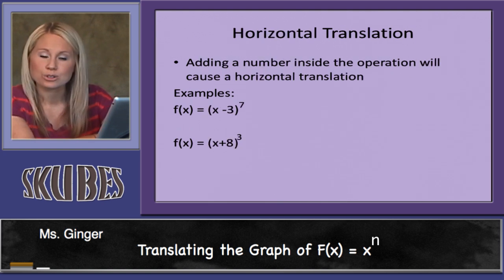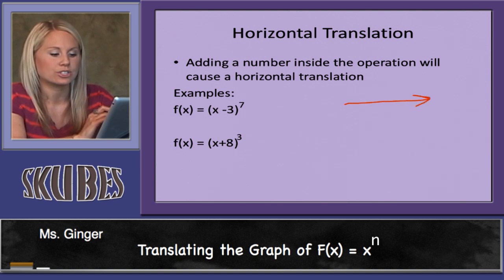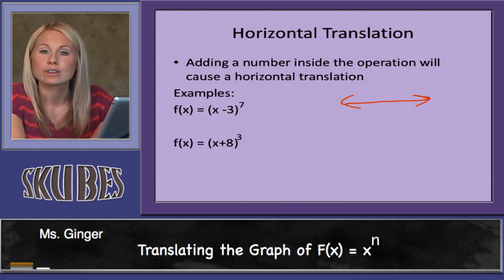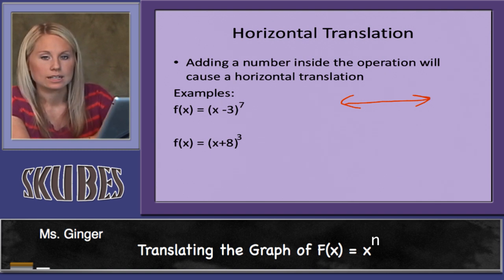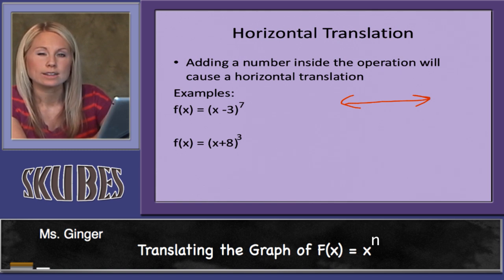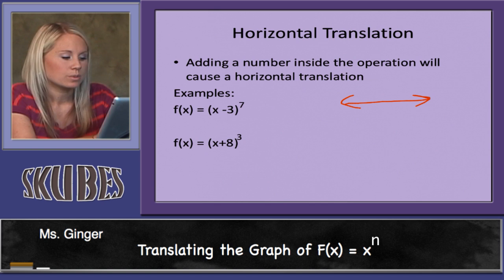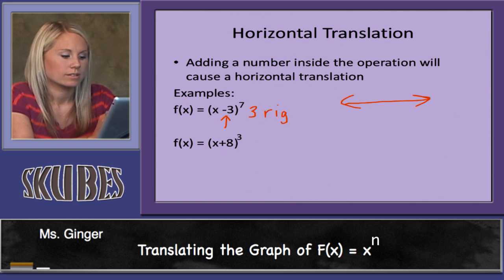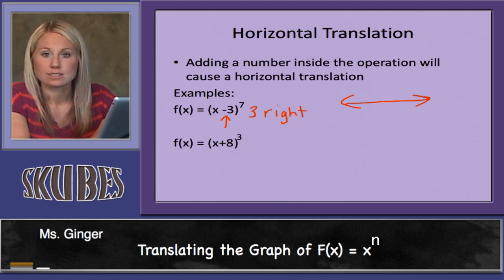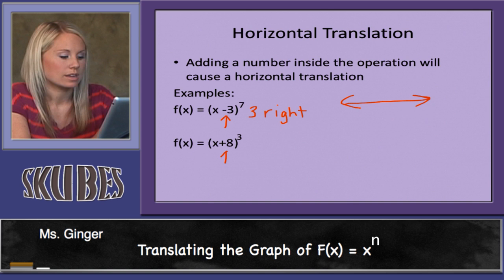All right, for horizontal translations, those are our x direction changes, just sliding the graph left or right. This one's going to seem backwards because a minus on the inside is going to actually move the graph to the right, and then a plus is going to move the graph left. So this one here is actually going to move our parent graph 3 units to the right, whereas this bottom one is going to move 8 units to the left.